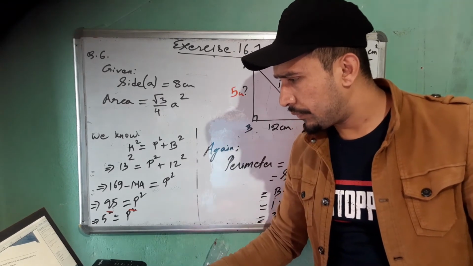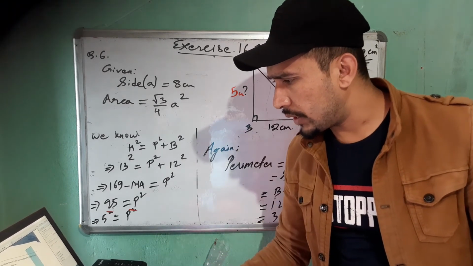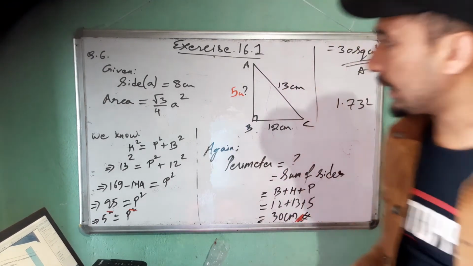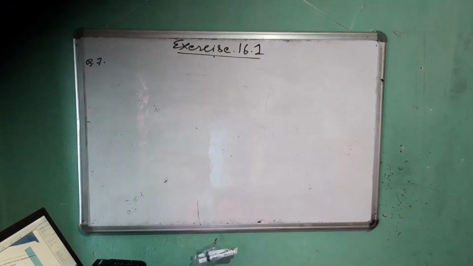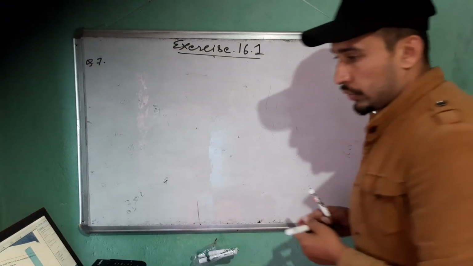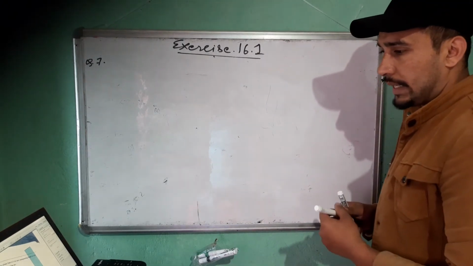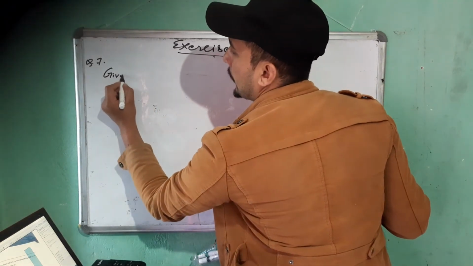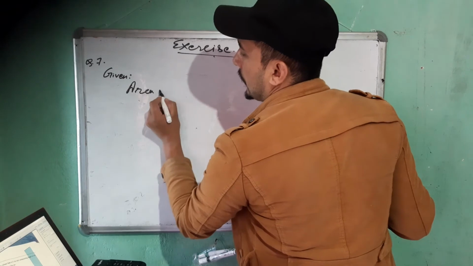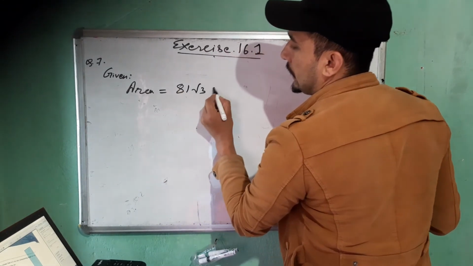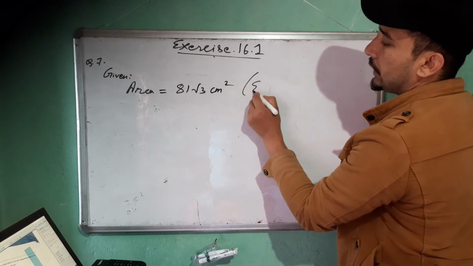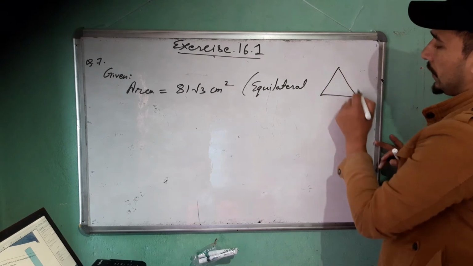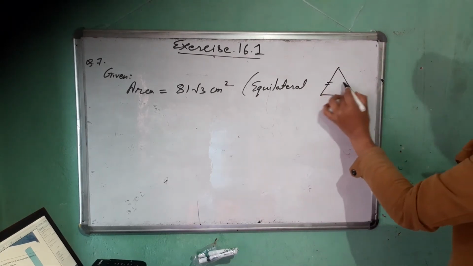Question number 7: if the area of an equilateral triangle is 81 root 3 centimeter square, find its perimeter. That I'll explain to you. So given area is 81 root 3 centimeter square, and the triangle is equilateral. Equilateral means having all the sides equal, 3 sides equal. This is equal to this equal to this.